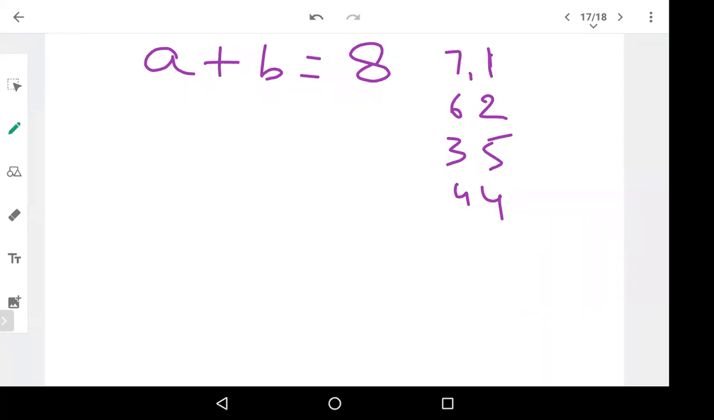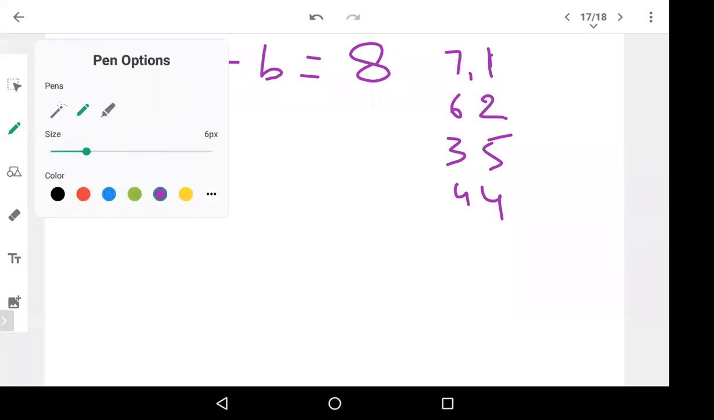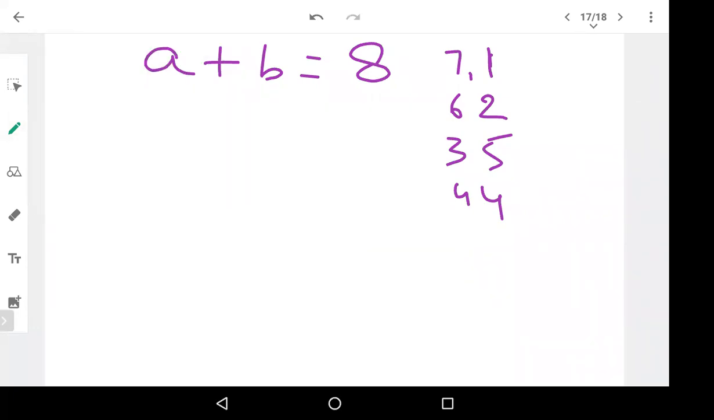Now we have 4 pairs of numbers. Out of these, select the pairs which have only prime numbers. 7 is a prime number, 1 is a prime number. So this one pair I have got full of prime numbers. Is 6 a prime number? 7 and 1 are prime numbers, but 6 is not a prime number. So I will not go with option 2 because 6 is not a prime number. Both the numbers should be prime.